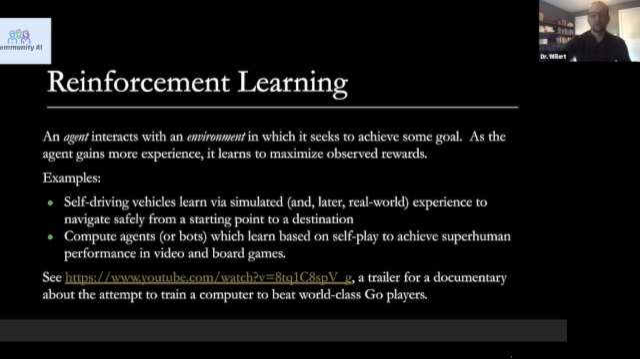One other example of this is self-driving vehicles. They generally learn in a simulated environment to safely navigate from a starting point to a destination. It can do this in a simulated environment by learning what actions it needs to take to avoid obstacles, get from point A to point B, and do so safely.